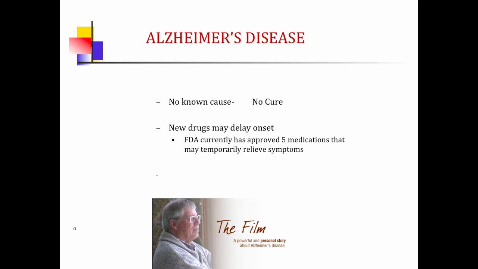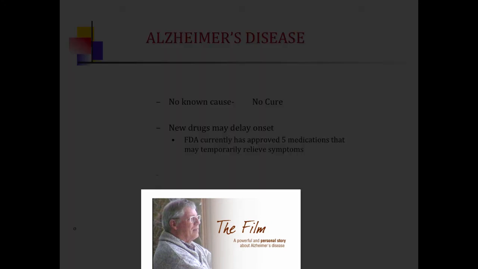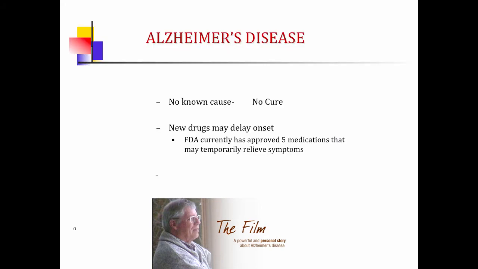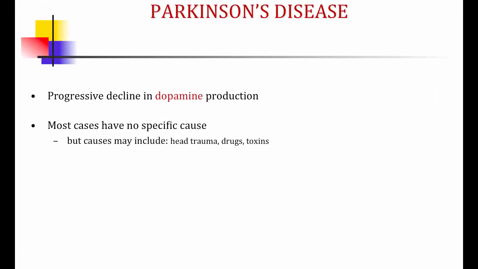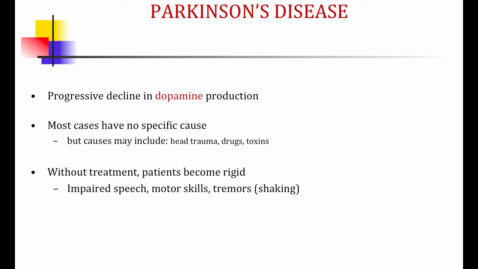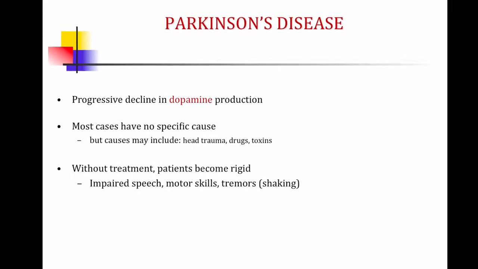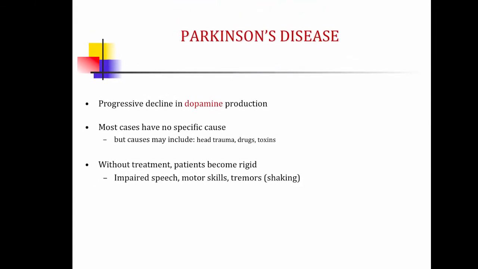In class, we'll look at this rather powerful and personal story as one man chronicles his father as he progresses and eventually dies from Alzheimer's disease. In Parkinson's disease, what occurs is a decline in the production of the neurotransmitter dopamine. Most cases have no specific cause. Some causes, however, may include head trauma, use of drugs, toxins, something called anoxia, or depriving the brain of oxygen for a long period of time. Without treatment, patients become rigid, they have problems with speech and motor skills, they have tremors.